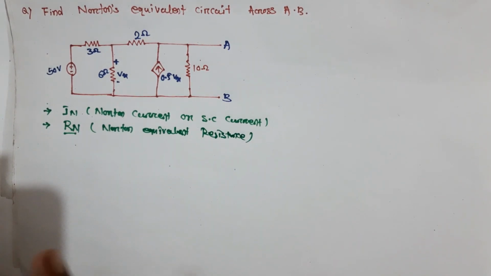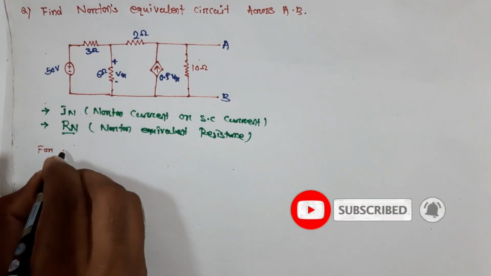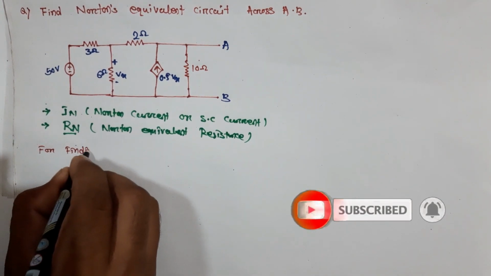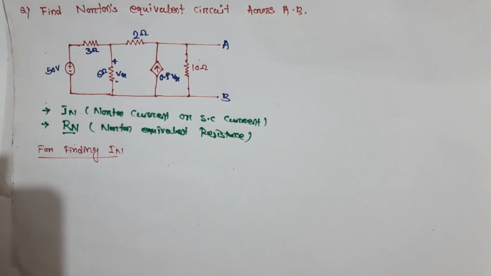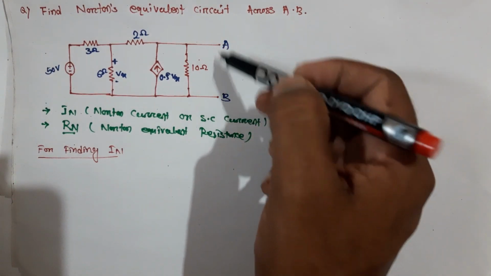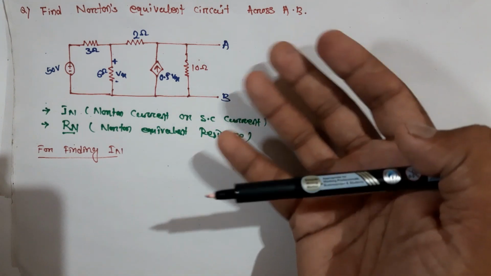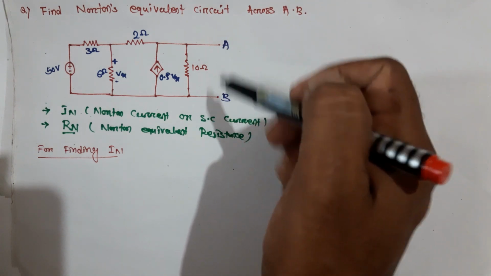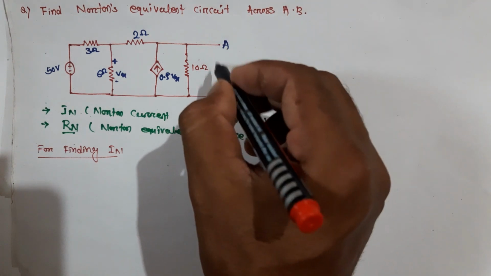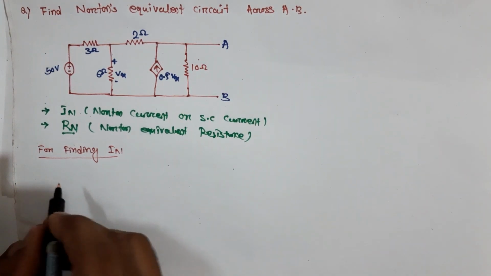For finding IN we need to short circuit this branch. Here we need to find the Norton equivalent circuit across AB, so we need to short circuit this AB. We redraw the circuit accordingly.